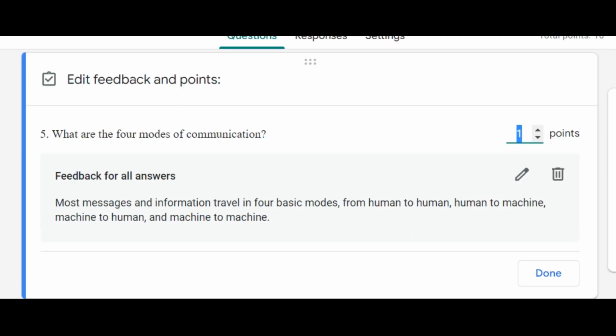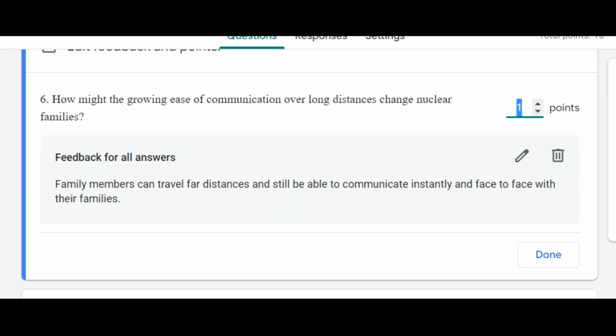Number 5, what are the 4 modes of communication? Most messages and information travel in 4 basic modes: from human to human, human to machine, machine to human, and machine to machine. Number 6, how might the growing ease of communication over long distances change nuclear families? Family members can travel far distances and still be able to communicate instantly and face-to-face with their families.